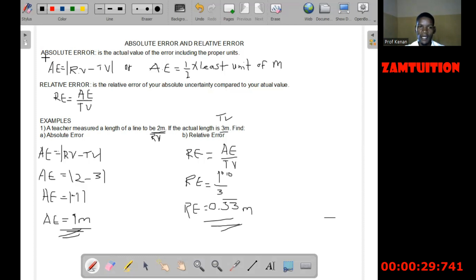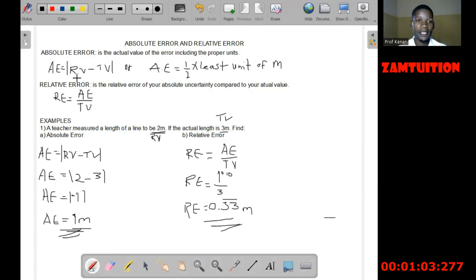By definition, absolute error is the actual value of the error, including the proper units. That is the definition of the absolute error. And this absolute error has got two formulas. There is this formula which I'll explain, and then the other formula on this side which I'll explain as well.